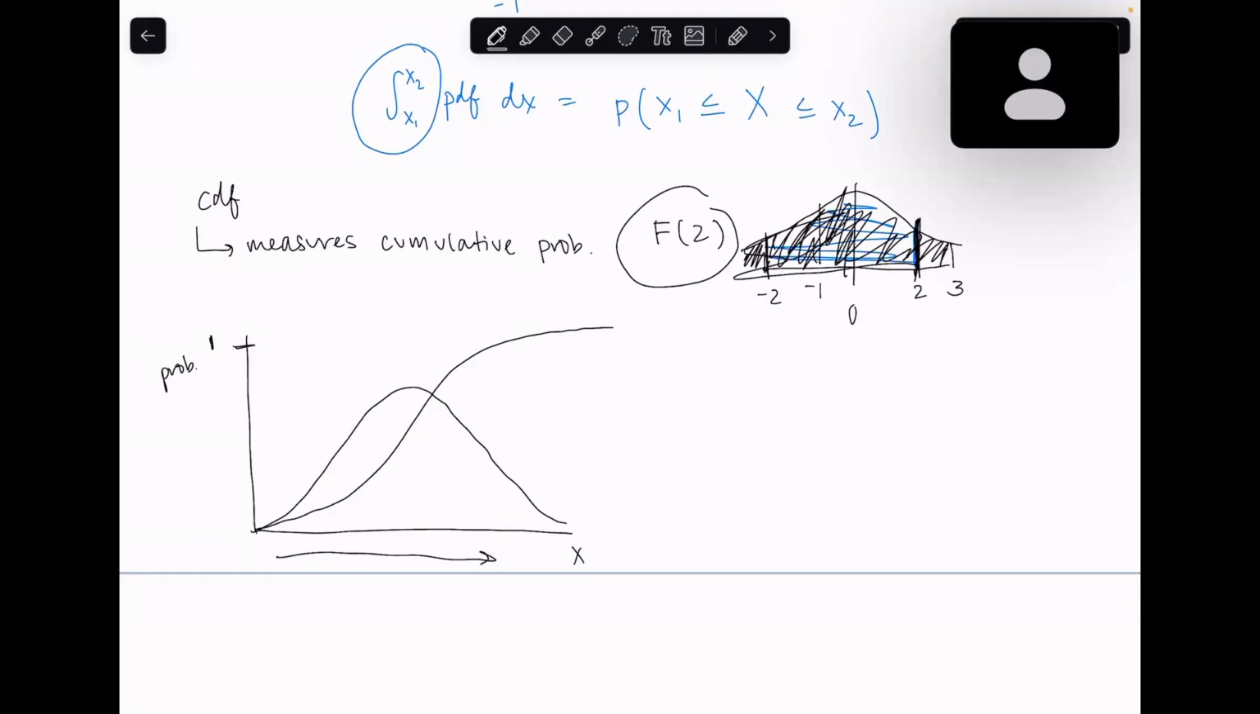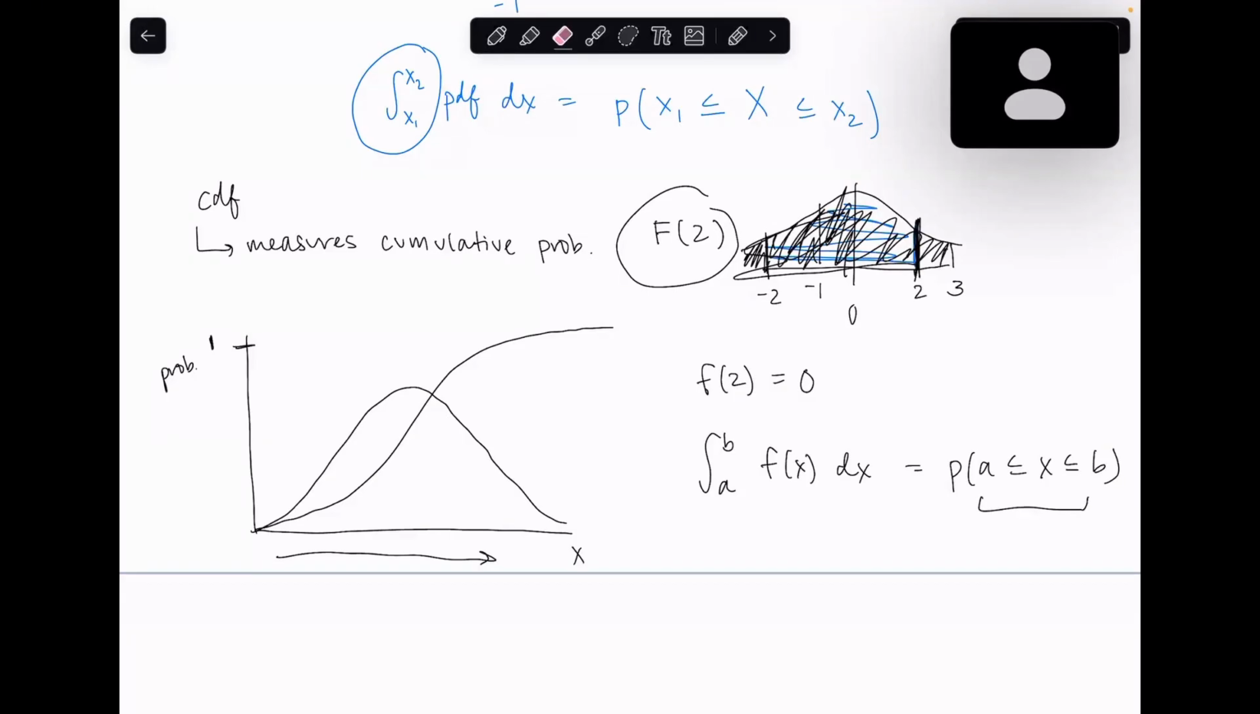Whereas if I do the same thing with my PDF, this is going to equal 0, because the probability at any given value, with an infinite amount of values that x can take on, is obviously 0, because it's just so low. And so for a PDF, I would need to integrate over some range to find some probability. If I want to find the probability of some range, I need to integrate.